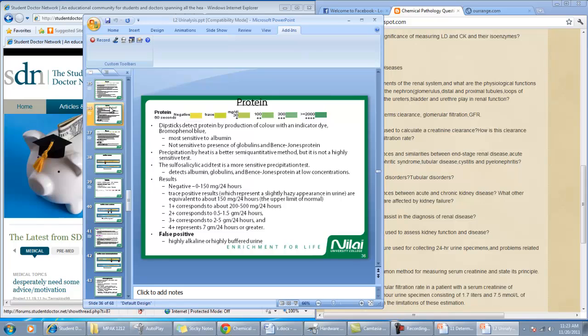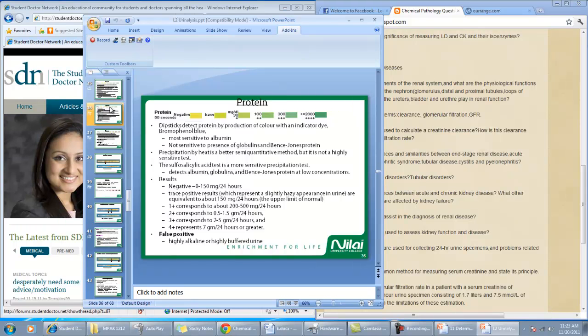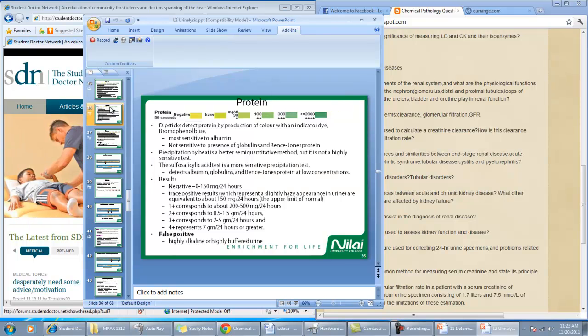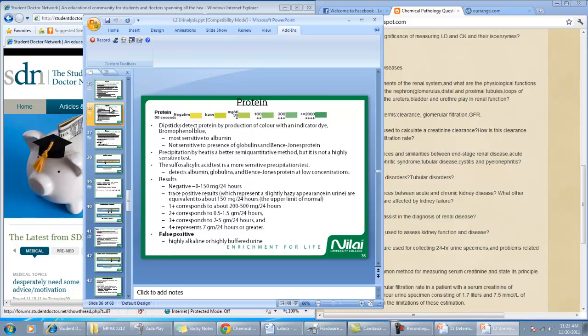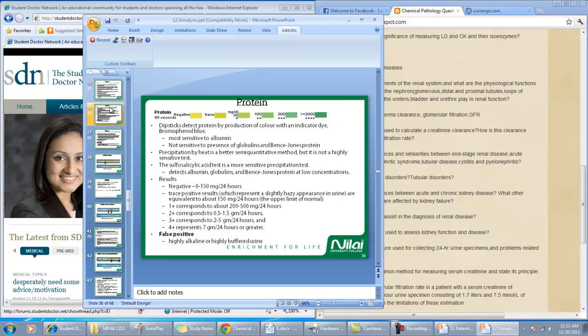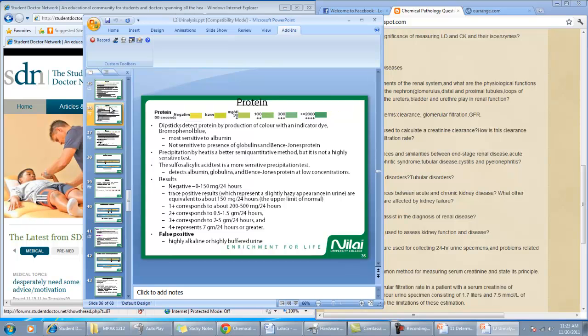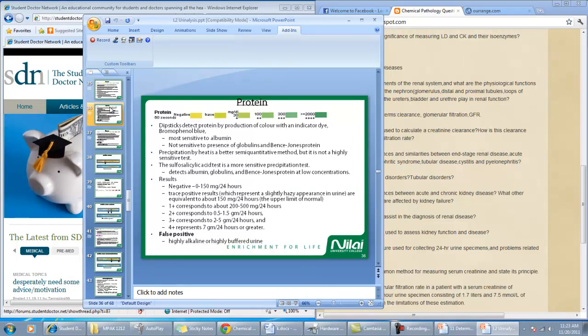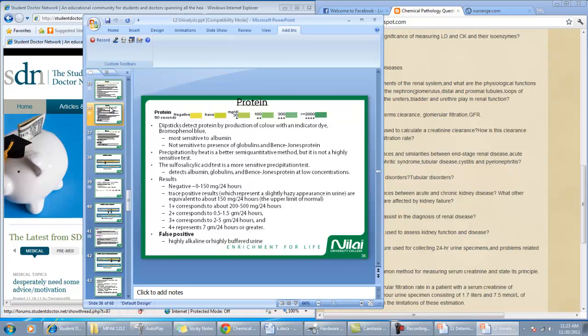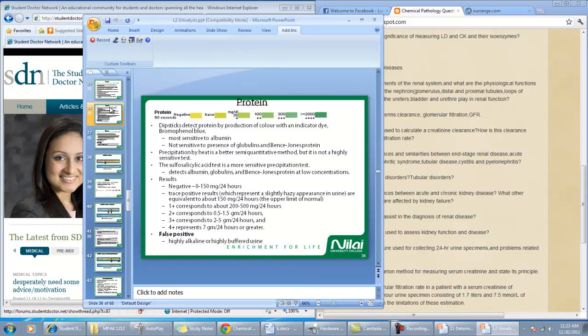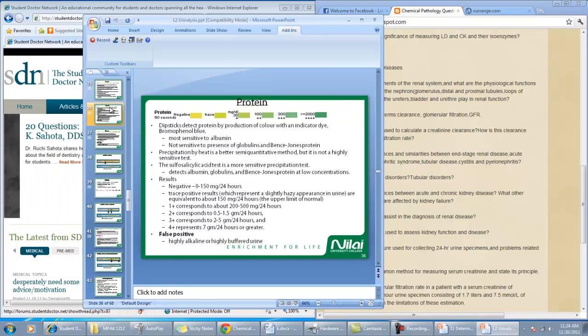The strip detects protein by production of color with an indicator dye, bromophenol blue, which is more sensitive to albumin and not sensitive to the presence of globulins and Bence Jones protein. Sulfosalicylic acid is a better quantitative method, but it is not a highly sensitive test. The sulfosalicylic acid test is a more sensitive precipitation test, detecting albumin, globulins, and Bence Jones protein at low concentration. The result is negative at 0 to 150 mg per 24 hours.